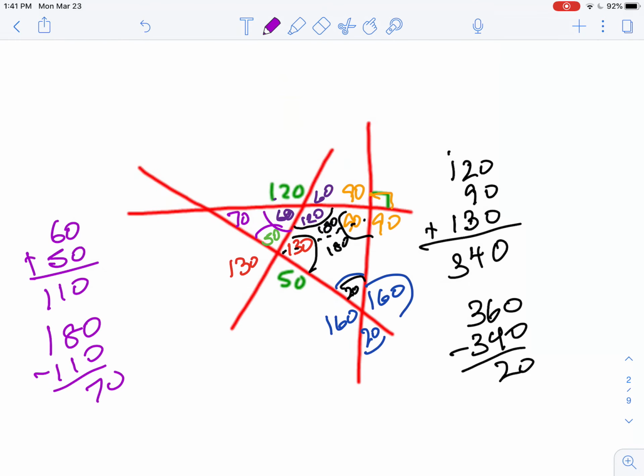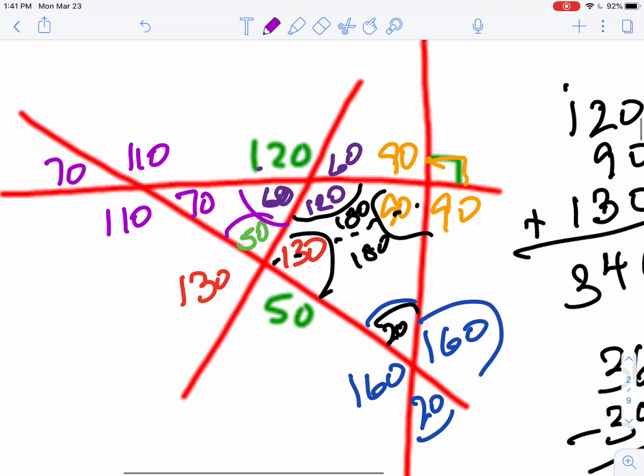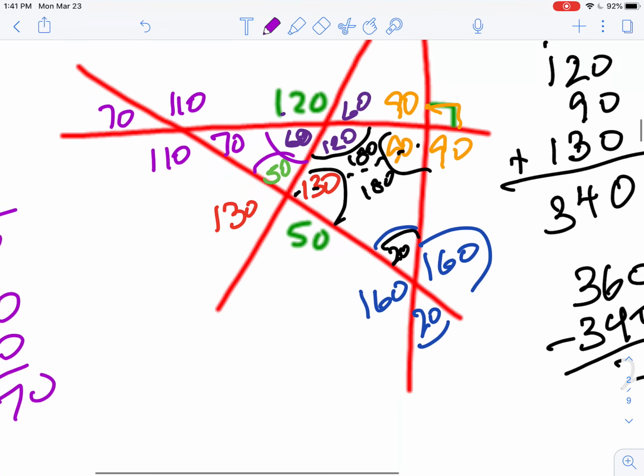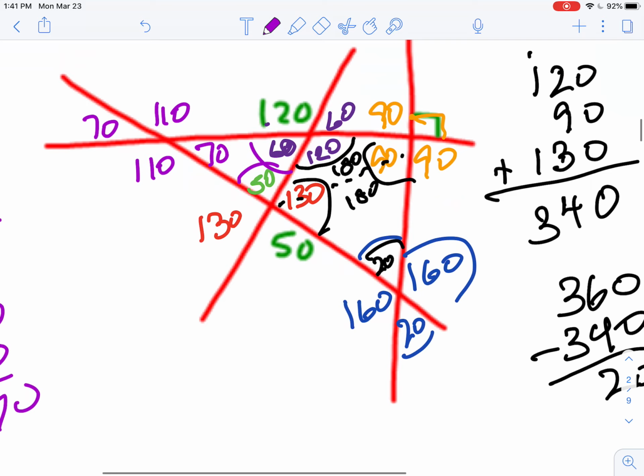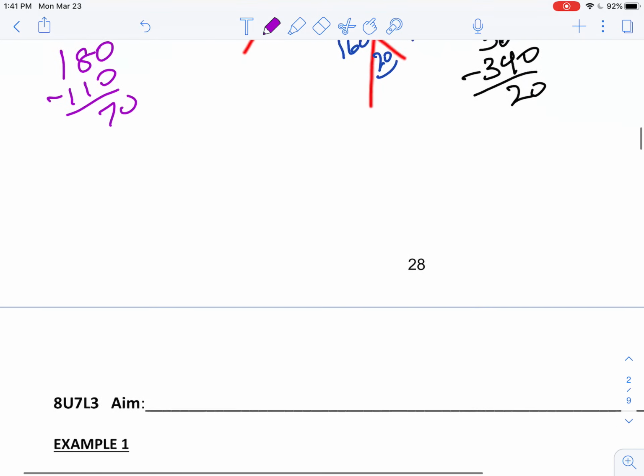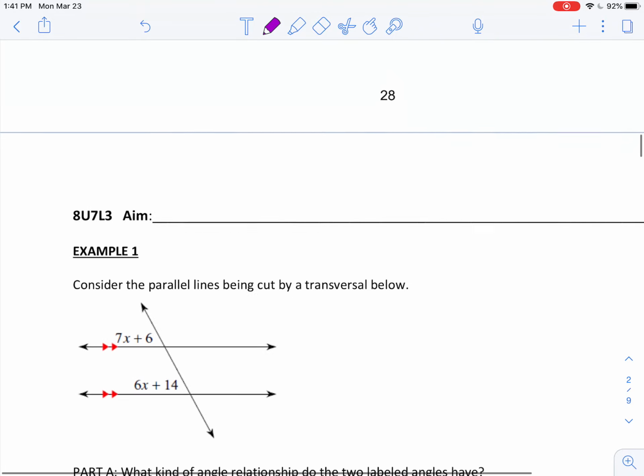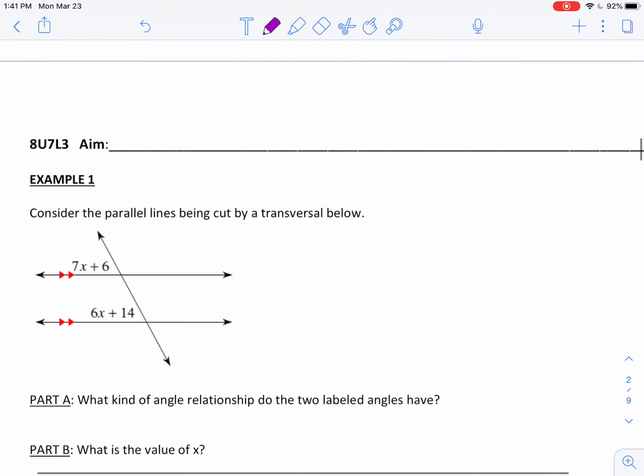I just noticed that I missed a few. So, let's see, I'm correcting my work here. This is 70, this is 110, and 110. I guess technically if we're putting all of the measurements on there, we should have those. Let me check the rest. Okay, those were my mistakes. So hopefully that helps you out. Hopefully you can get that on your own as well.